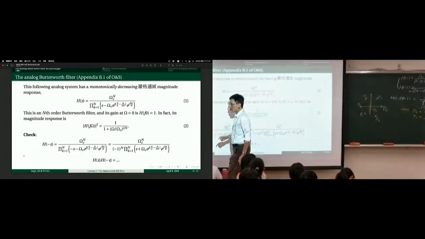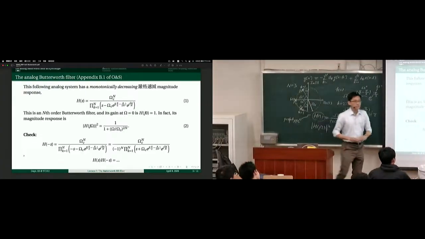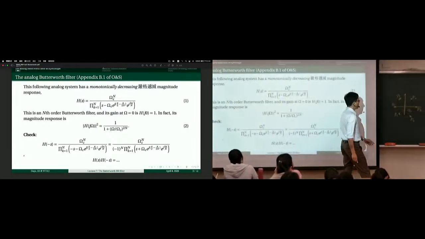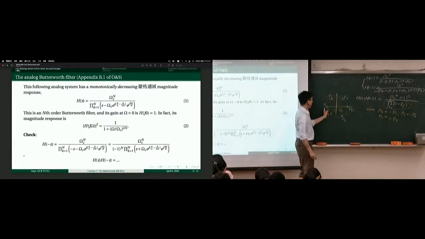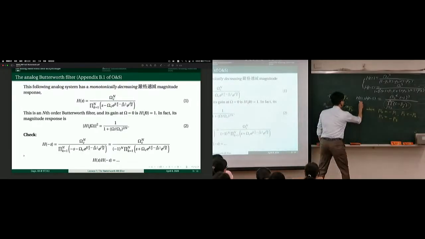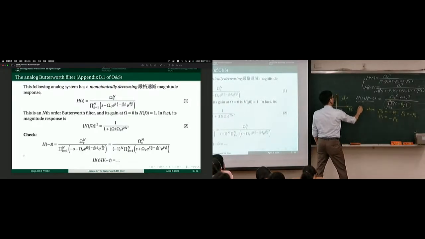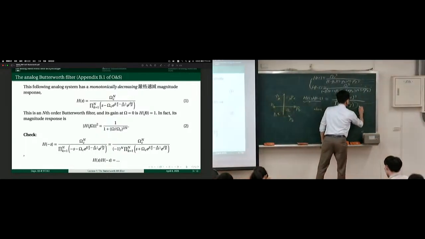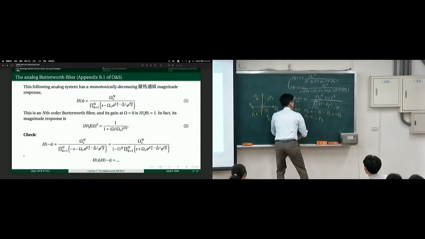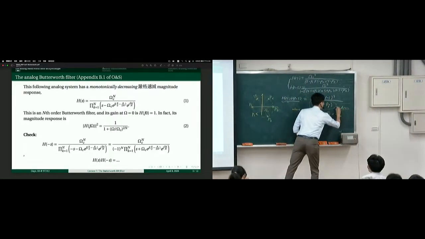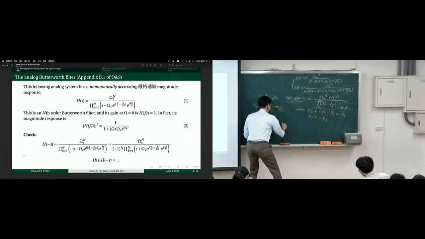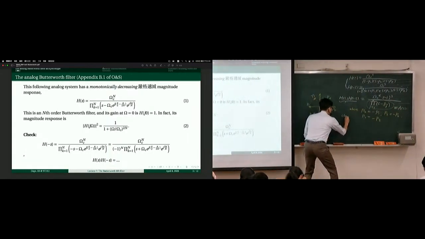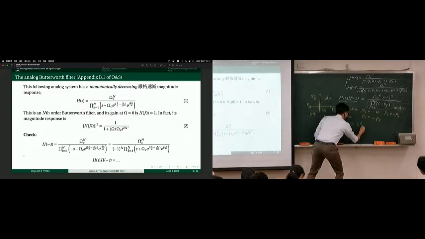I'm sure you have learned this in high school, okay? Which polynomial has 6 roots like that? I claim if this is what we call A of S, okay? If we define this as A of S, then I claim A of S equals S to the 6th minus omega cutoff to the 6th.